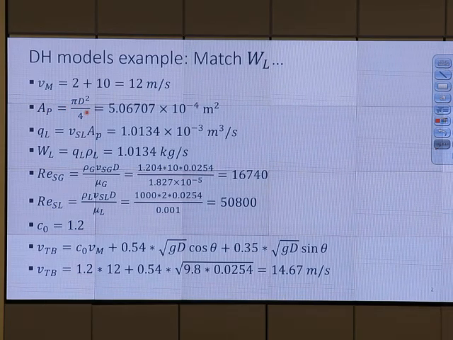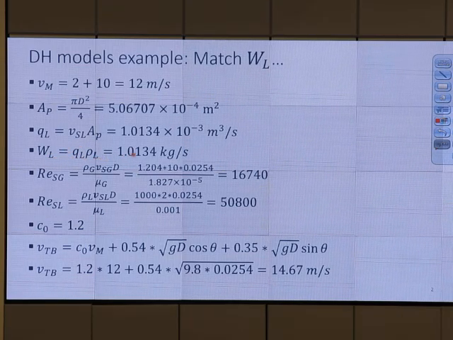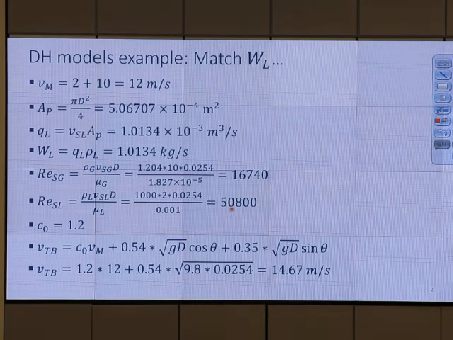Step 2, AP, pi d squared over 4. Pi is not 3.14, use more digits. Q, you get Q, VSL times AP. WL mass flow rate, QL times rho L. Good, right? Reynolds number sub SG, sub SL, so we calculate. It's a lot more than 4,000, right? So we can say, inside the slug, let's assume it's turbulent, and C0 equal to 1.2.